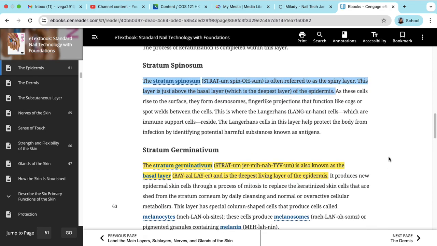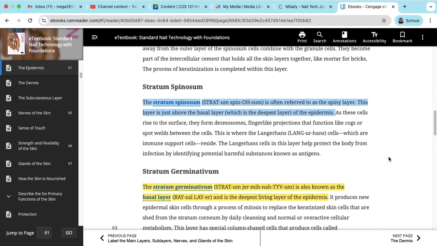So let me reset this part. The stratum spinosum is above the stratum germinativum, because I think I made a mistake when I said that it was the deepest layer. So the stratum spinosum is not the deepest, it's above the deepest. And then the stratum germinativum is the deepest layer of the epidermis.